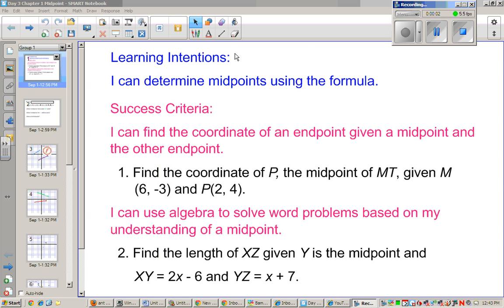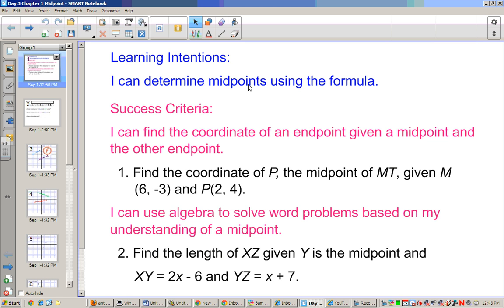Hello, today we are going to learn about midpoints. So the goal for today is to say I can determine midpoints using a formula, or not using a formula, whatever works best for you. So midpoints is the key.